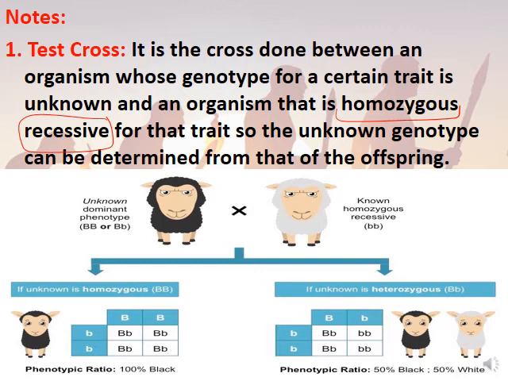For example, we have an unknown dominant phenotype, either B capital B capital or B capital B small. We cross it with homozygous recessive, B small B small. If the unknown is B capital B capital, we will get only one phenotype: 100% will be black. While if the unknown is heterozygous, we will have 50-50. So 50-50 means the unknown is heterozygous, and 100% means the unknown is homozygous.